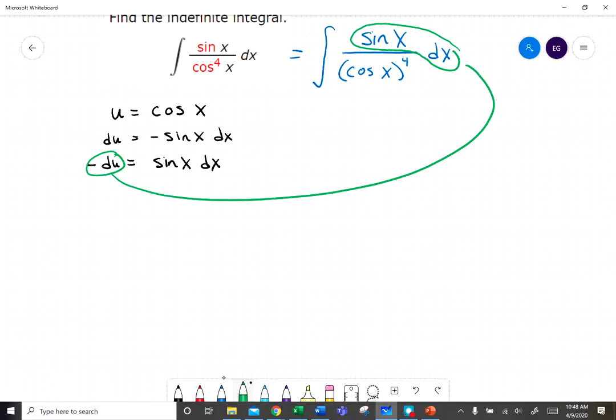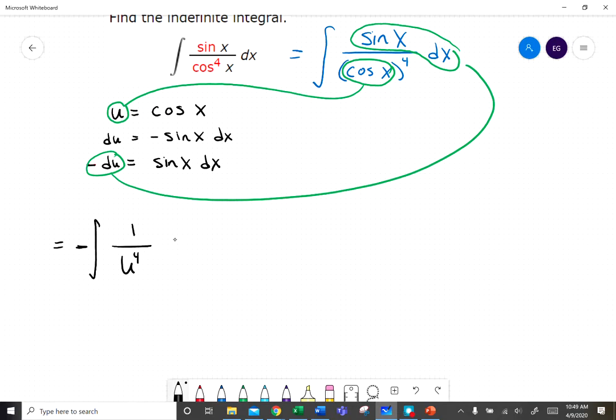And it looks like the cosine of x will become a u. All right, so let's apply the u substitution. Our integral becomes the indefinite integral. We have 1 over the cosine of x to the fourth, which is 1 over u to the fourth power. And the sine of x dx becomes a negative du.